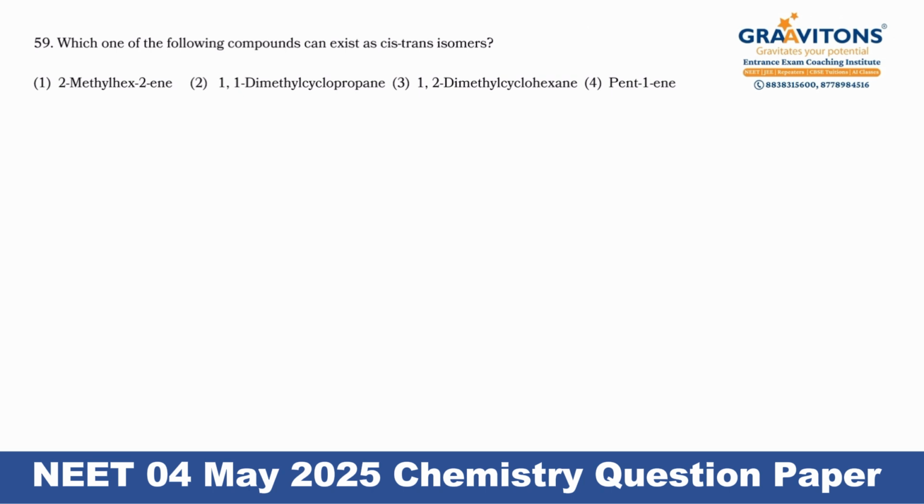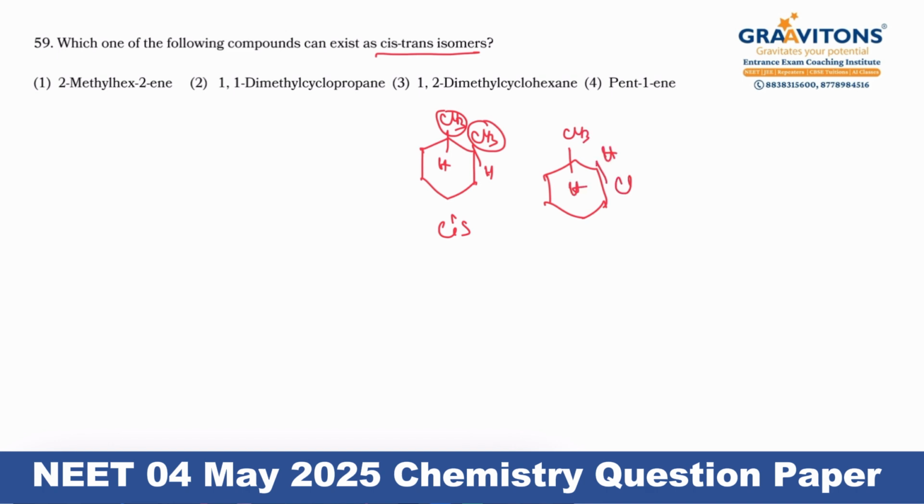And the 59th question, we have: which one of the following compounds can exist as a cis-trans isomer? A geometrical isomerism question. So write down all the structures for the four compounds, where you can find very directly that we have a cyclohexane here, with the first carbon having one methyl group and the second carbon another methyl group, where both the methyl groups point in the same direction, then this is going to be cis. Whereas if one methyl group is above and one below, in opposite directions, then we can take this as the trans form. So the correct option here is the third option, 1,2-dimethylcyclohexane.